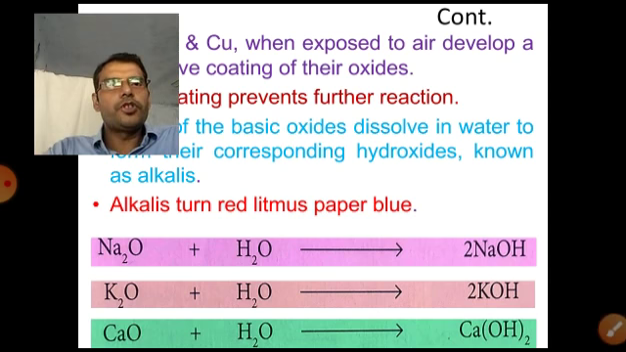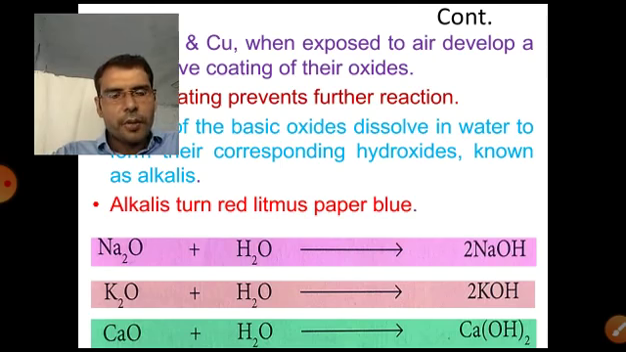Calcium oxide, when dissolved in water, forms calcium hydroxide. Calcium hydroxide is a soluble base, and that soluble base, calcium hydroxide, is called an alkali.